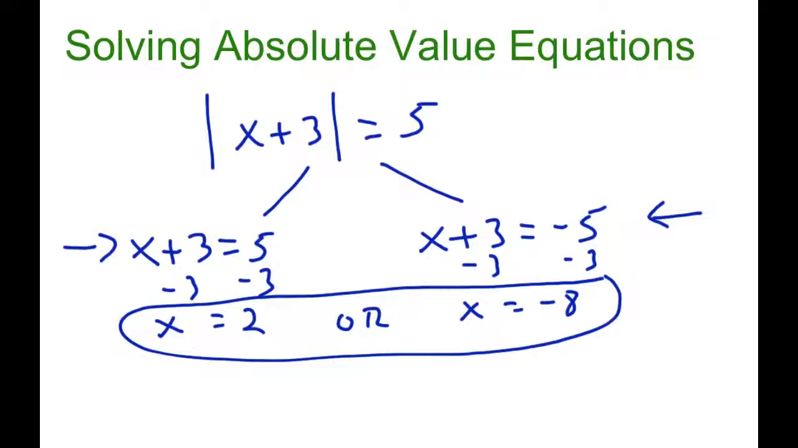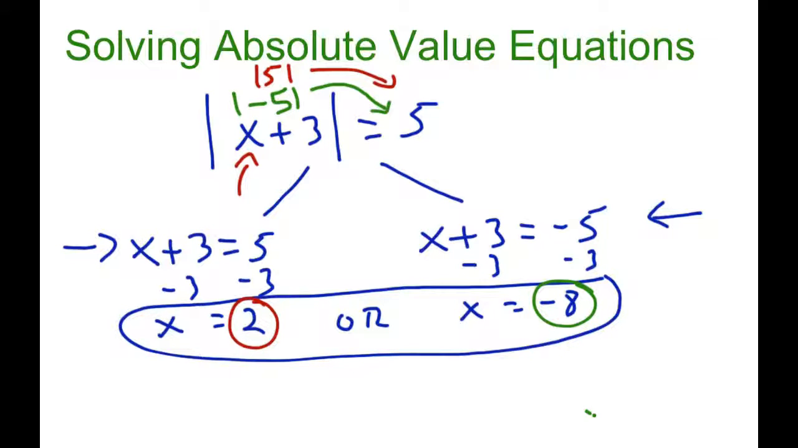And then if I want to just make sure, if I'm not 100% confident here, I go back and I check. So I'm going to put 2 back in here for x. If I do 2 plus 3, I get 5. And the absolute value of 5 does equal 5. If I put -8 in for x, -8 plus 3 is -5. The absolute value of -5 is also 5. So both solutions do work out. I get x equals 2 or x equals -8.